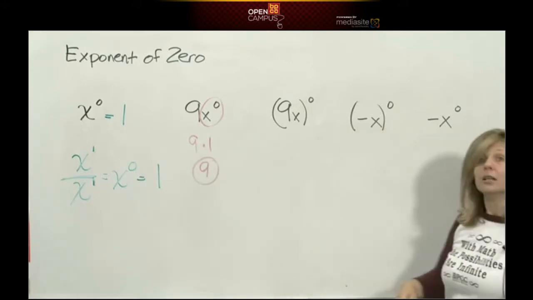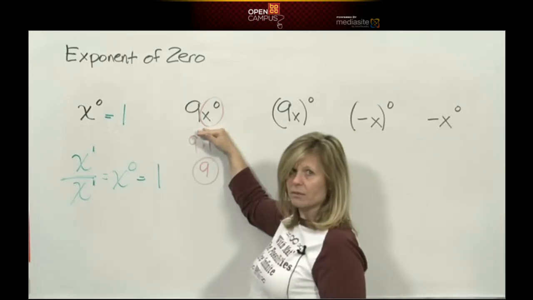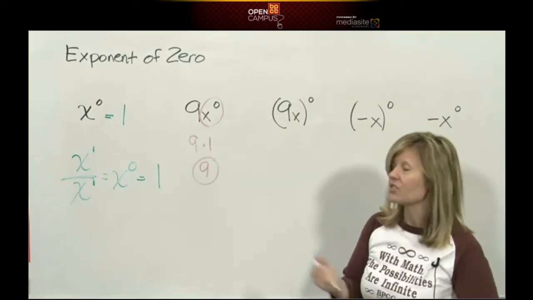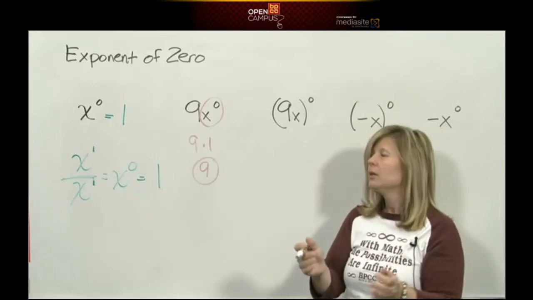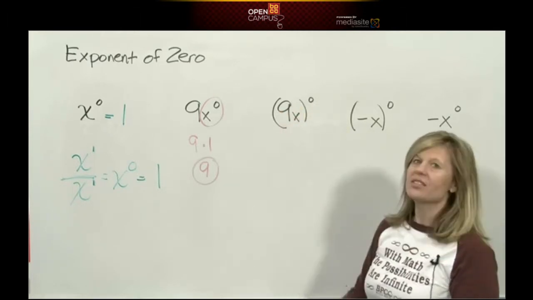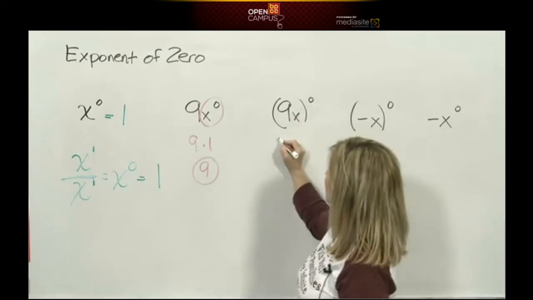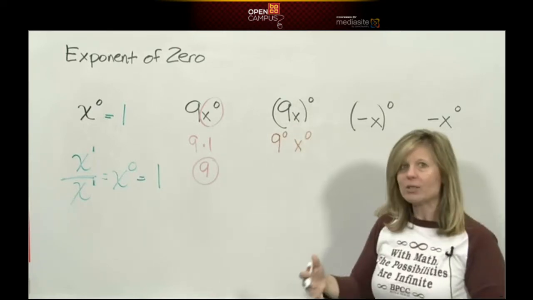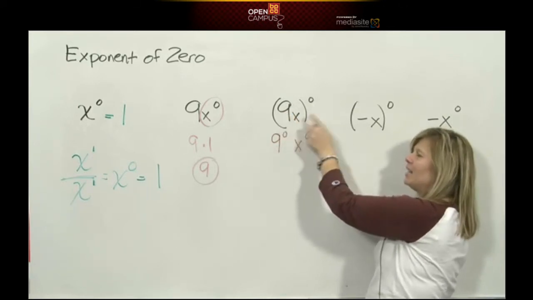But look at the 3rd expression. Doesn't it look the same as this expression? No. Now I have parentheses. So we've discussed this. Parentheses are a big deal in math. They group things together. When I have this 0 exponent outside of this parentheses, that means that 0 belongs both to the 9 and to the x. I could rewrite this as saying this is 9 to the 0 and x to the 0. That's what that means. That 0 belongs to both the number, the coefficient, and the variable.